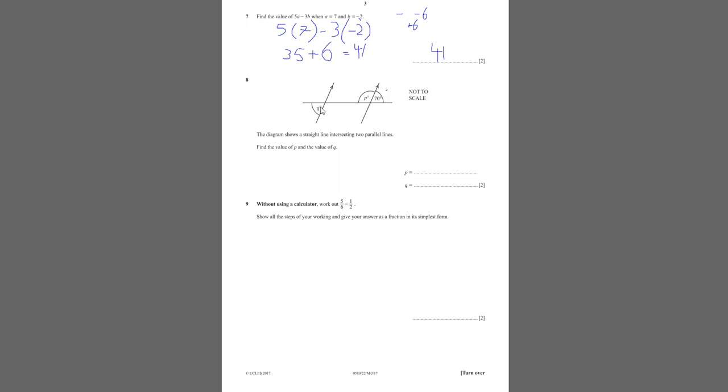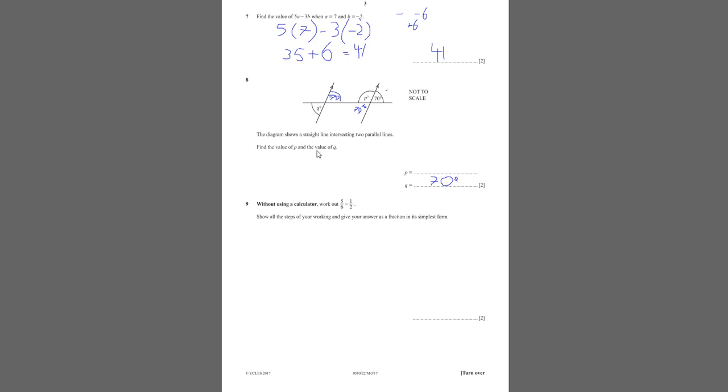So, due to the rules of parallel lines, this angle here, being parallel with this one here, is the same. So, this angle here is also 70 degrees. And as these two lines are parallel with each other, they create the same angles. So here, once again, we have 70 degrees, which means that Q is 70 degrees. And that's our answer for Q.